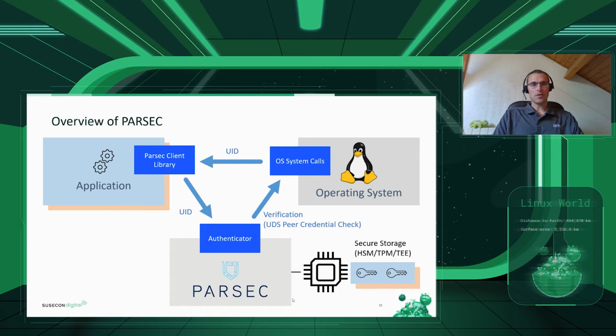So for example, your application via the Parsec client library makes a request to Parsec, and Parsec will verify your identity thanks to the authenticator. And the operating system can validate or invalidate it.